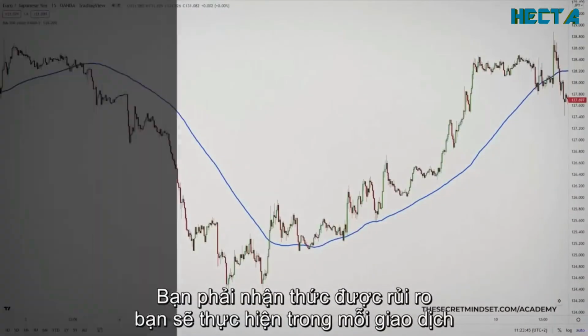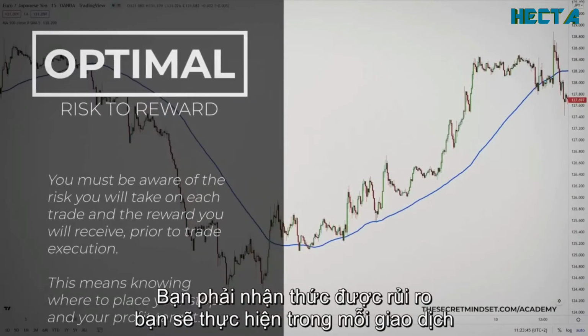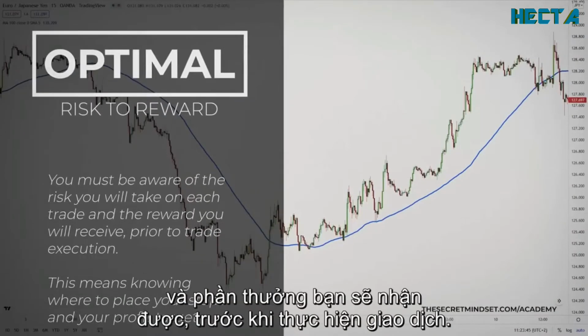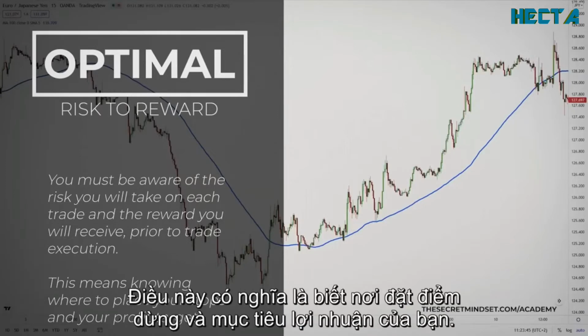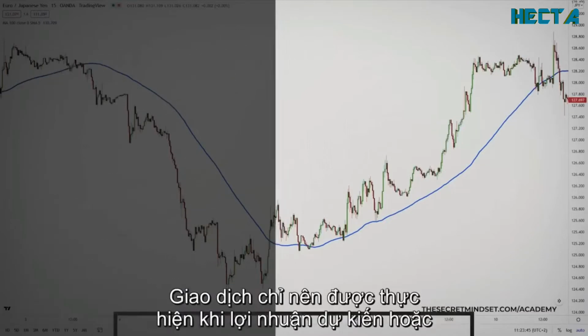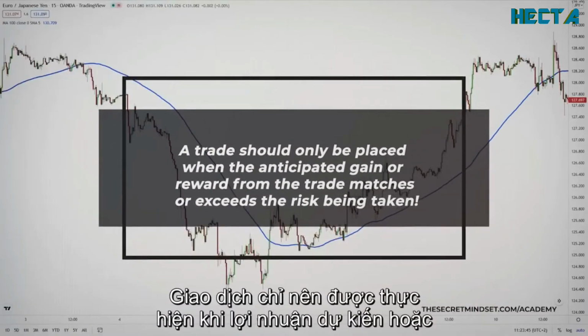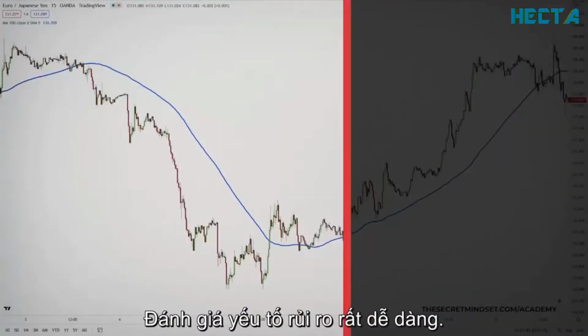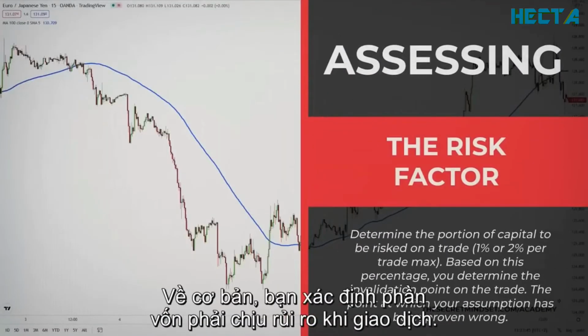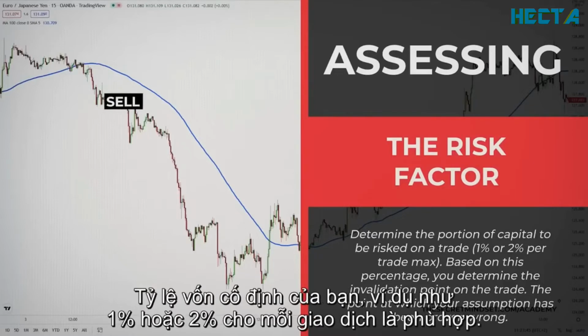You must be aware of the risk you will take on each trade and the reward you will receive prior to the trade execution. This means knowing where to place your stops and your profit target. A trade should only be placed when the anticipated gain or reward from the trade matches or exceeds the risk being taken. Assessing the risk factor is easy. You basically determine the portion of capital to be risked on each trade. A fixed percentage of your capital, for example 1 or 2% per trade, is decent.